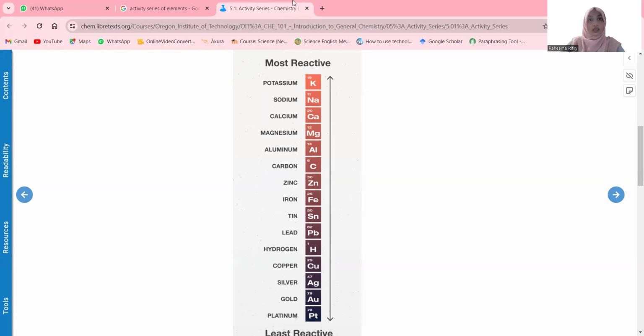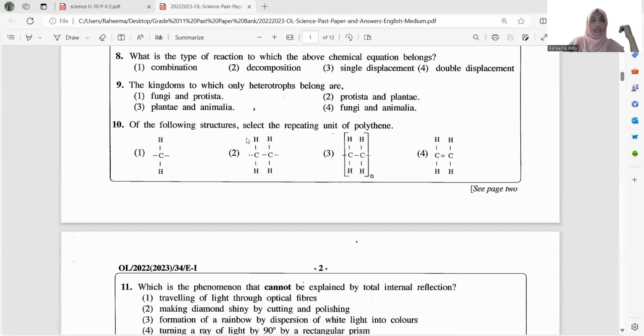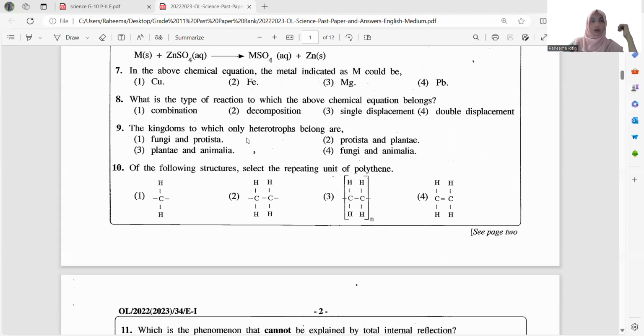So let's check the answer according to the question. Okay, here we go: copper, iron, magnesium, lead. We saw the chart there. Copper, iron and lead are all below zinc, and we have seen magnesium at the top. So our answer is magnesium. If you know the activity series, this is a simple question for you. Next, we are moving to the eighth question. Because it belongs to the seventh and eighth, I will keep it like this.